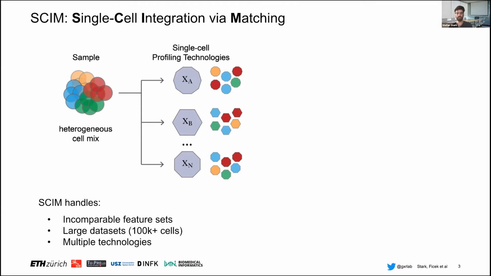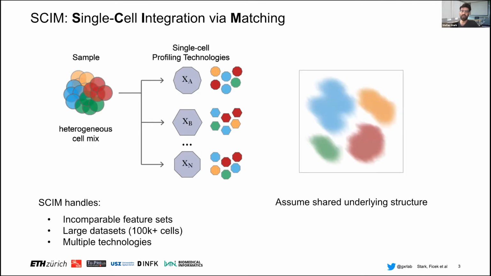So crucially, SCIM does not require that technologies profile across the same set of features. For example, if one technology measures gene expression, another can measure protein levels, and the proteins profiled do not need to correspond to any single gene profiled. It scales to the large datasets that these technologies can generate. These can often be on the order of hundreds of thousands of cells, and it can integrate two or more technologies.